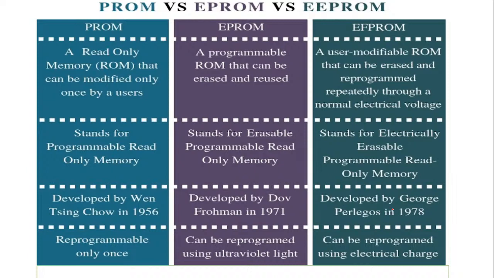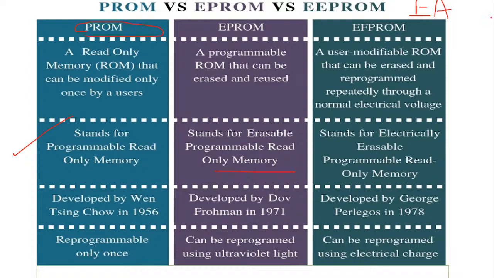When we talk about PROM, it is called programmable read-only memory. When we talk about EPROM, it is called erasable programmable read-only memory. It means you can erase it and you can reuse it. Now the last one is also called EAROM. There are two words. In some books you can see EAROM, and in some books you can see EEPROM. It means that it is electrically erasable programmable read-only memory, or electrically alterable read-only memory.